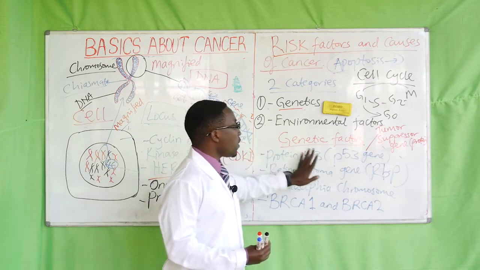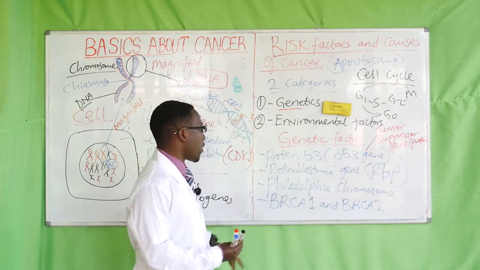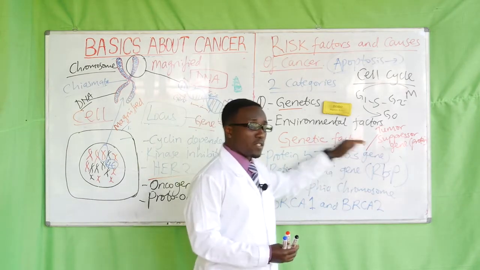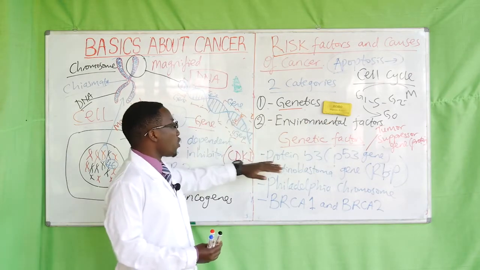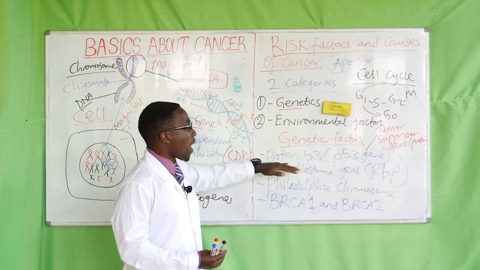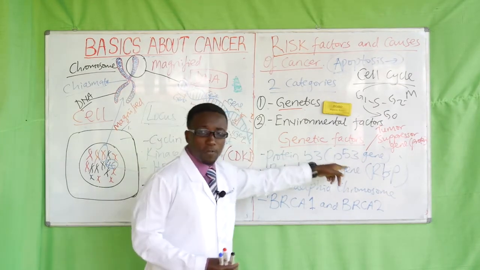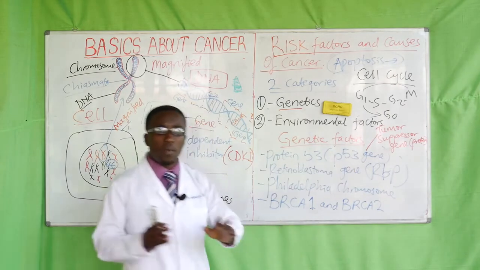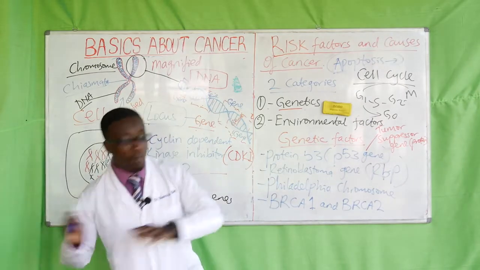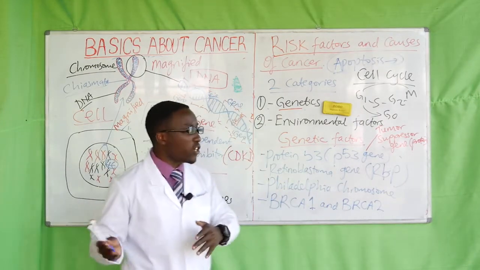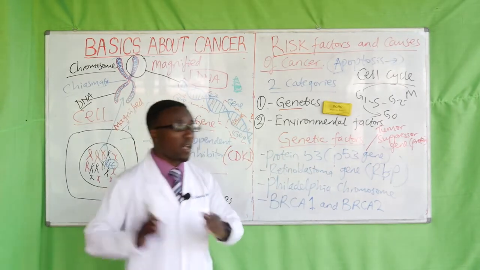P53 is the guardian angel. It is the tumor suppressor gene, the tumor suppressor protein, that protects us against cancer. As we look at the environmental factors that we are yet to know, we shall see that they usually have an effect in damaging our P53. It can be a medication. Even some drugs can inactivate P53, and we are already in trouble. Chemicals and radiations can damage P53, and we are in trouble. We are put at risk of cancer.